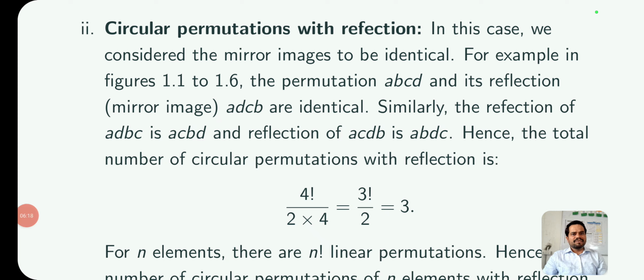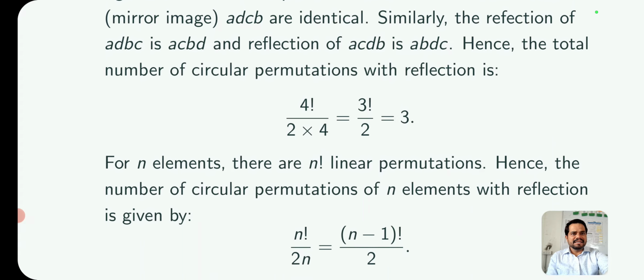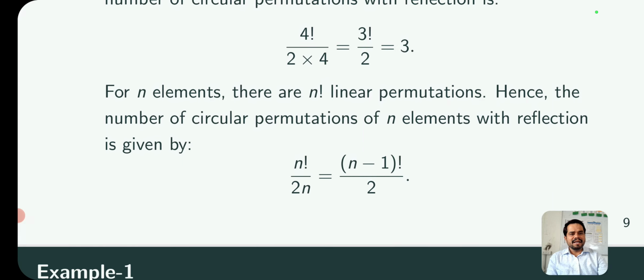Hence, the total number of circular permutations with reflection is given by 4 factorial divided by 2 into 4, which is equal to 3 factorial by 2, that is 3. So do you understand the difference between circular permutation without reflection and with reflection? For n elements, we can expand this result: n factorial divided by 2n, which is equal to n minus 1 factorial divided by 2. So these are the two cases.